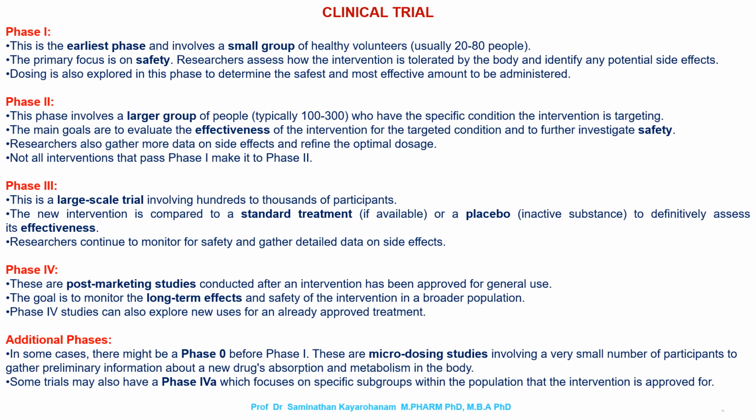Additional phases. In some cases, there might be a phase 0 before phase I. These are microdosing studies involving a very small number of participants to gather preliminary information about a new drug's absorption and metabolism in the body. Some trials may also have a phase IV which focuses on specific subgroups within the population that the intervention is approved for.